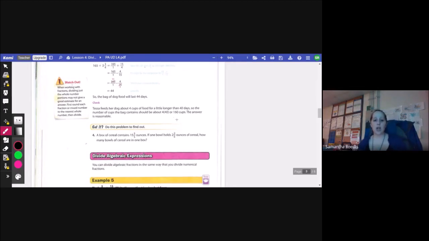You can always double check. Tessa feeds her dog about 4 cups of food for a little longer than 40 days. So the number of cups the bag contains should be about 4 times 40, or 160 cups. So the answer seems really reasonable.